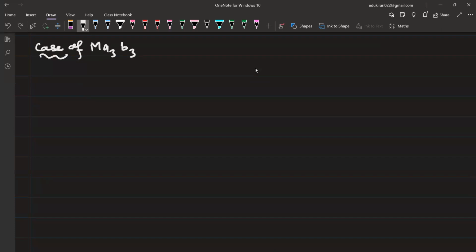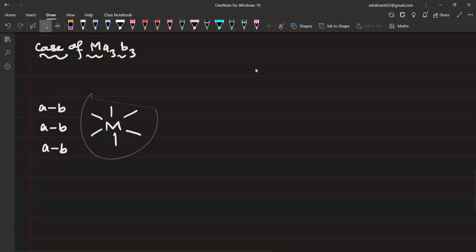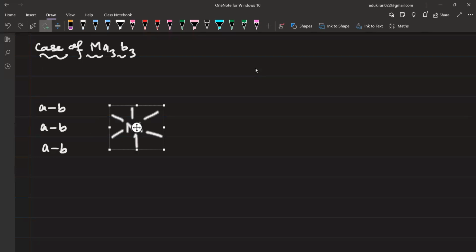M E3, D3 में आपके पास दो केस बनते हैं, that is facial and meridional. So you have when A is opposite to B, A is opposite to B, and A is opposite to B. So this case is known as the facial. अब इसी में देखिए आपको बिल्कुल नजरों का धोखा होगा, लिखिएगा जरा, ठीक है? अभी हमें बनाने दीजिए, अभी मत लिखिएगा.